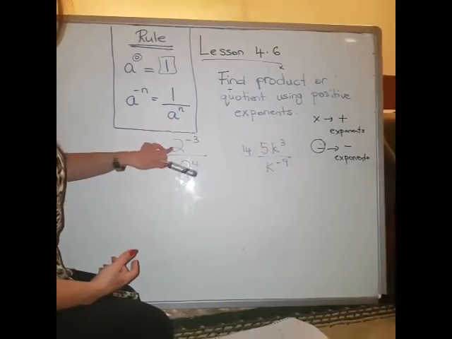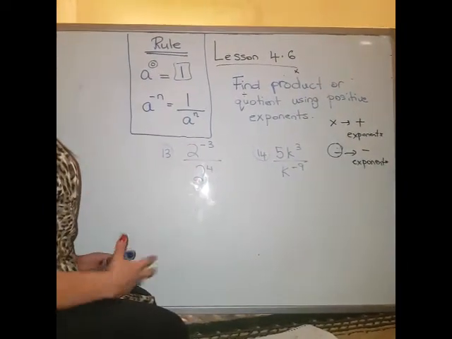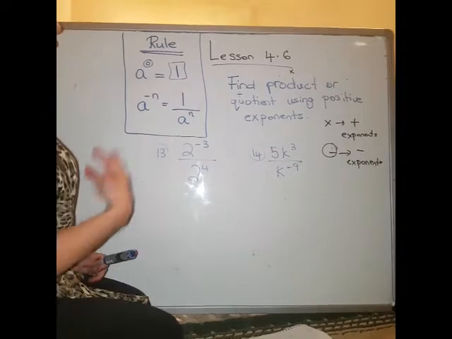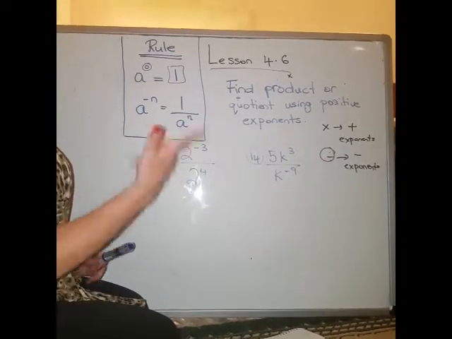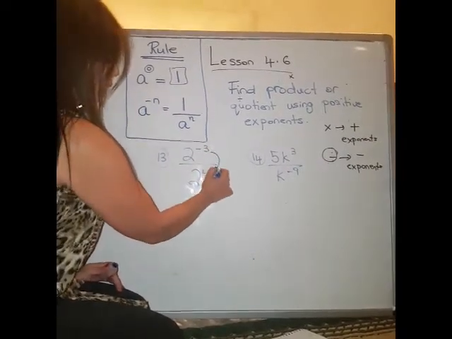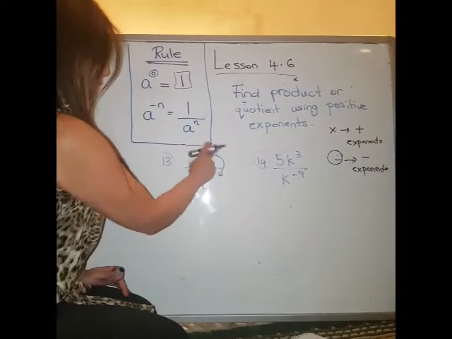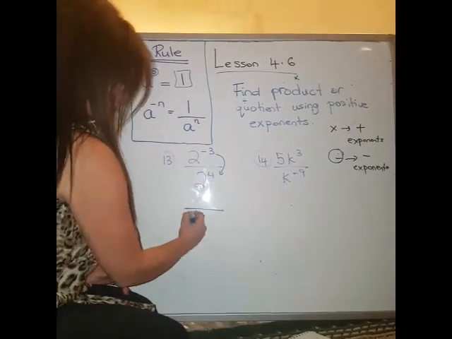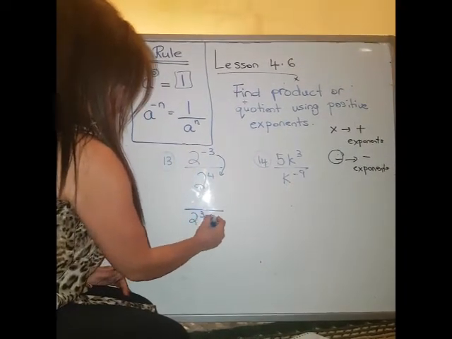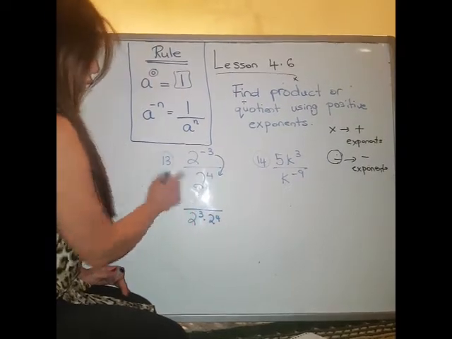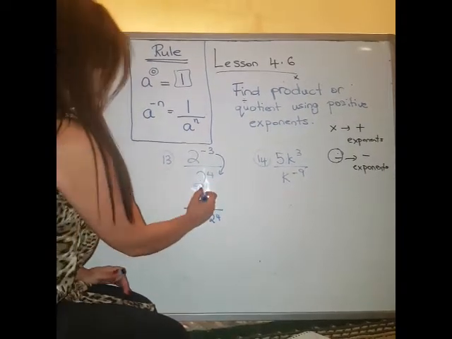Number 13 is 2^-3 over 2 to the fourth power. What is the first thing I do? I change any negative exponents to positive. I bring this down here. What goes in the place of it? It becomes 2 to the third times 2 to the fourth. There's no numerator. What do I do? I just put a 1.